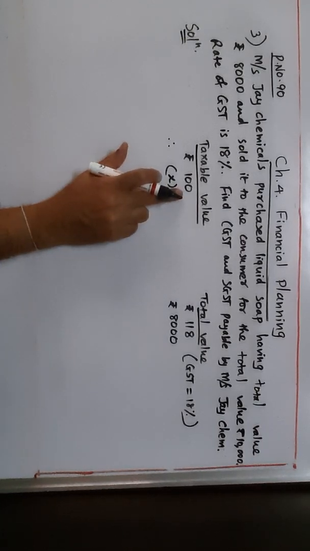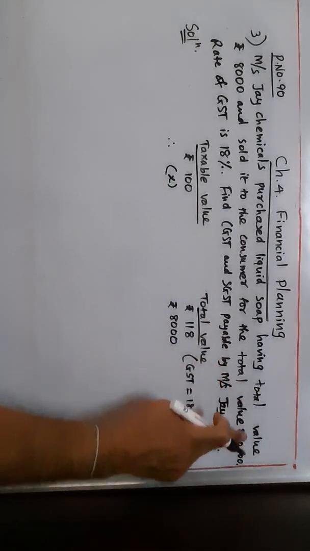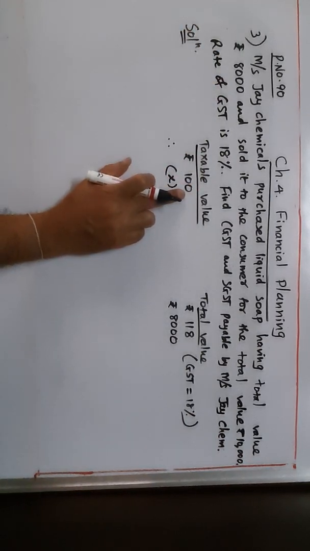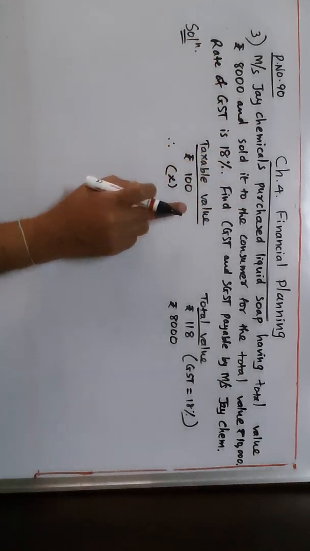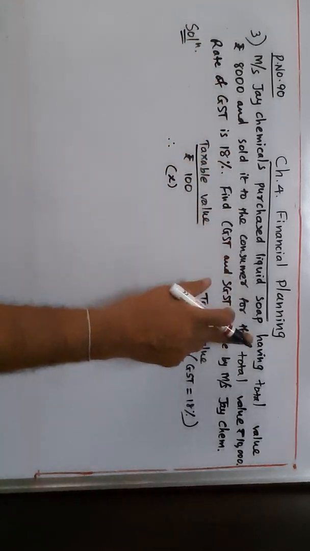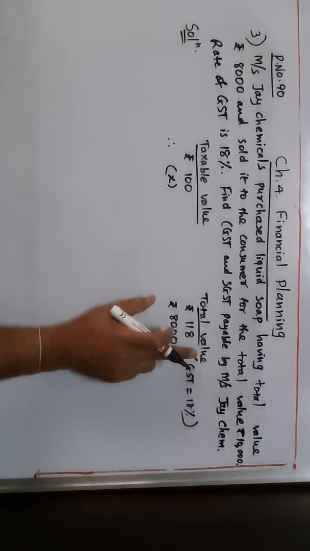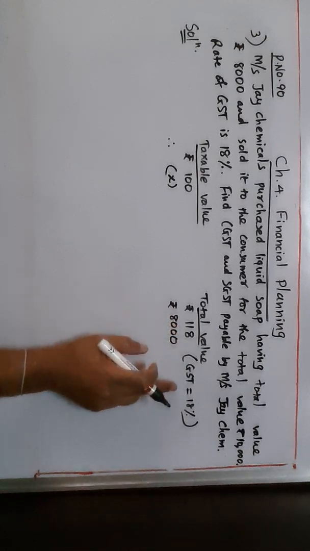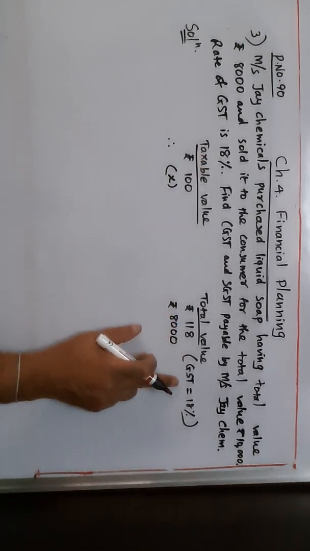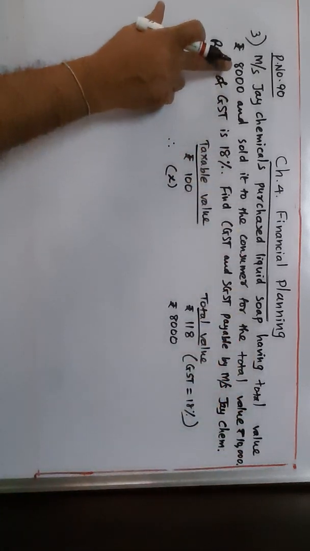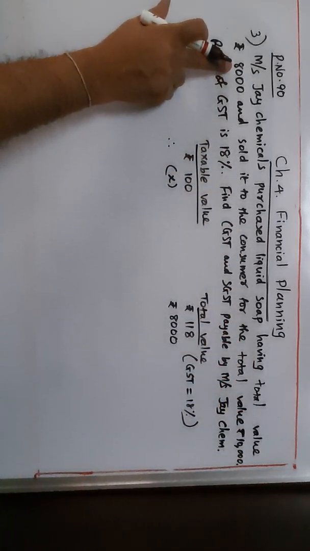And this we have to assume, because we don't know the taxable value; only the total value is given here. So we take the taxable value as rupees 100. Suppose Messrs J Chemicals has bought liquid soap and the taxable value is rupees 100. This is the value without GST. Then the value with GST, the total value, will be rupees 118, because the rate of GST is 18%. Understand? But here it is said that the actual total value of the liquid soap is rupees 8000.